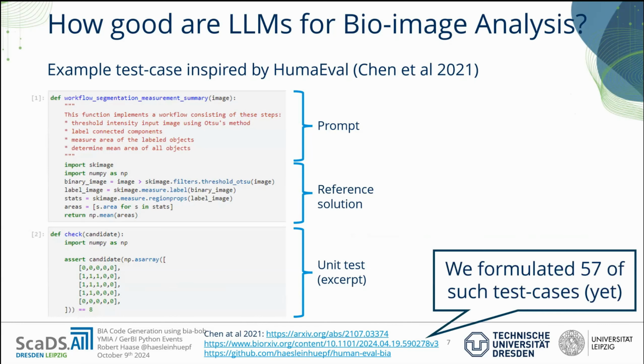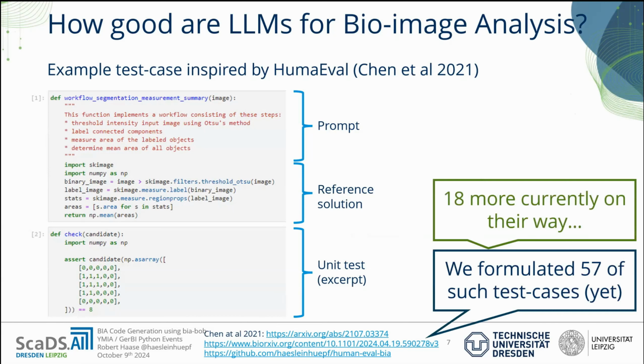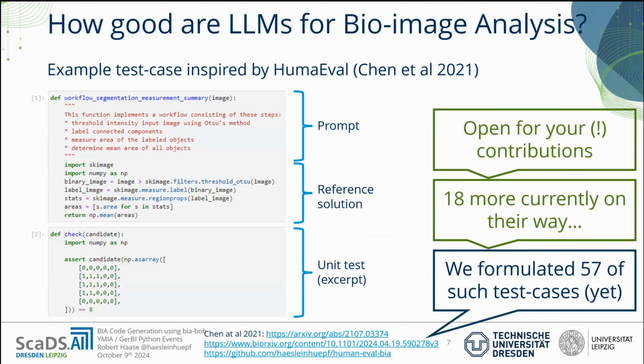So we formulated something like 57 of these use cases. There are currently 18 more on the way. So we had some contributions from people from the internet, actually from around the globe, which is really amazing. And if you feel experienced and have some time in writing a couple of these test cases, feel free to contribute. You can also become co-author, no big deal. If you have something like 3 simple cases or one more complicated case, reach out, send it to us, send a pull request. Then we have a better covered landscape of bioimage analysis.